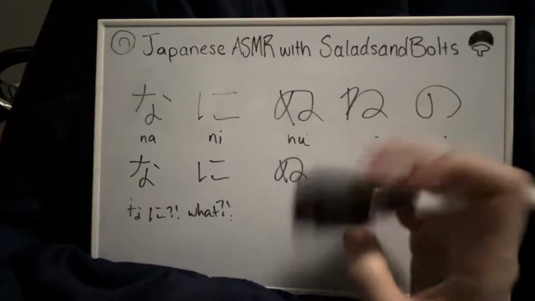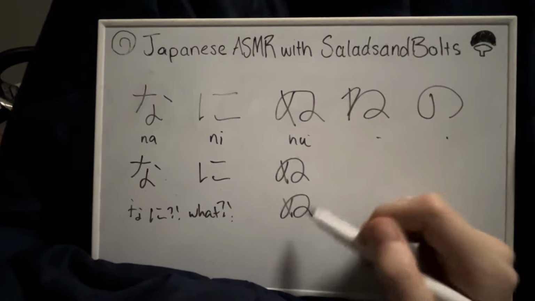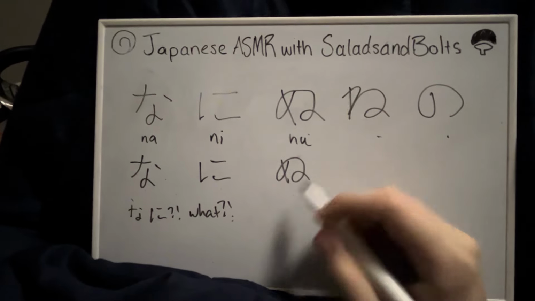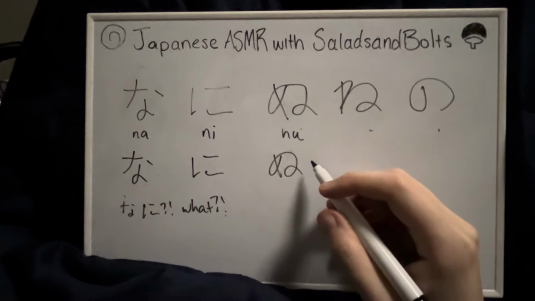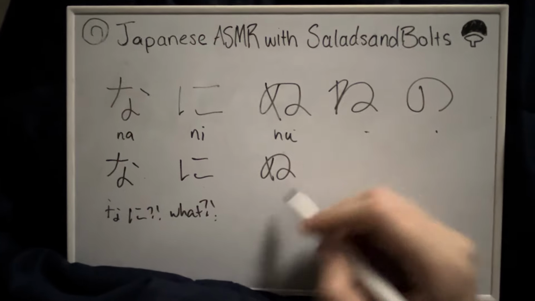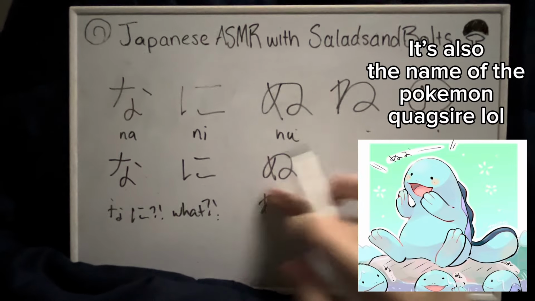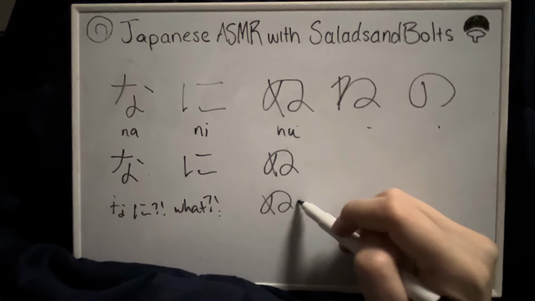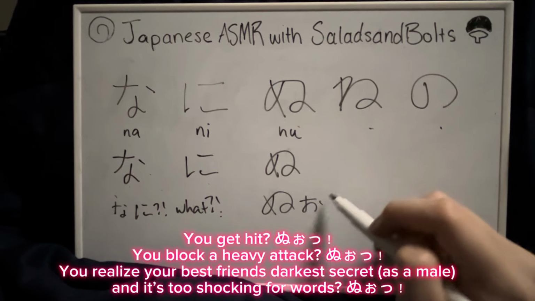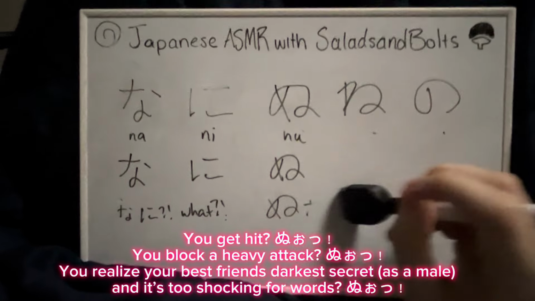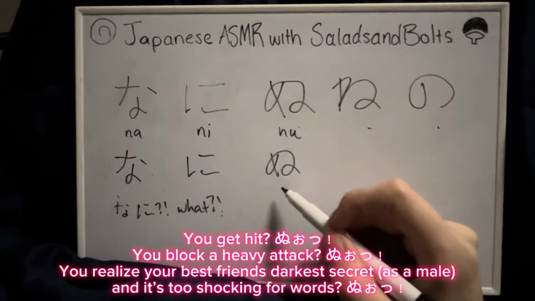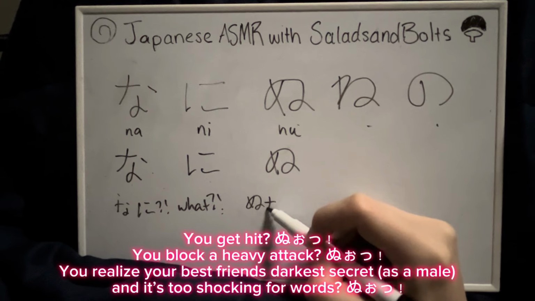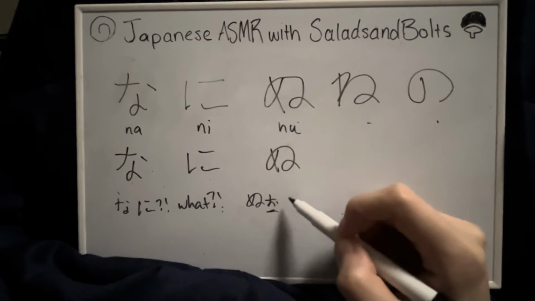It looks a little complicated, but I promise it's not that bad. It's pretty fun to write, so you just kind of swoop it. This nu is another common reaction in anime, which you might see. That's nu as well, I guess. Notice how this o is small.